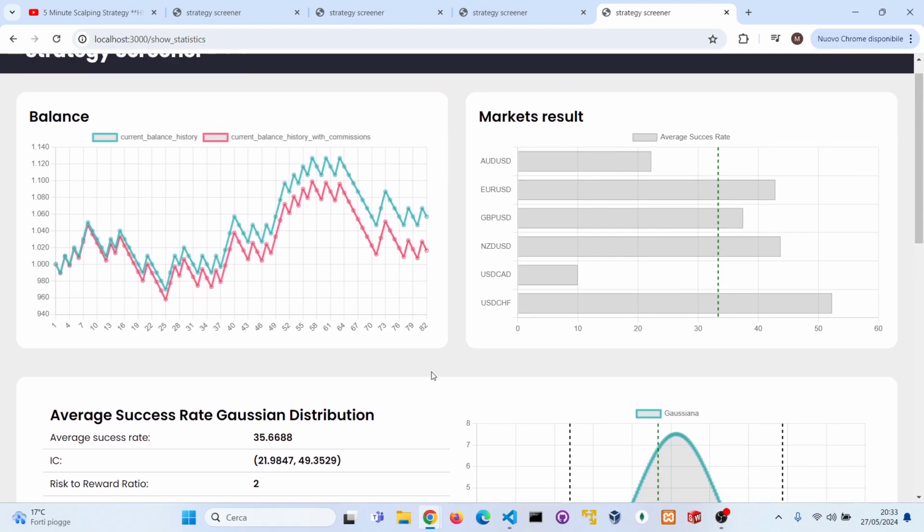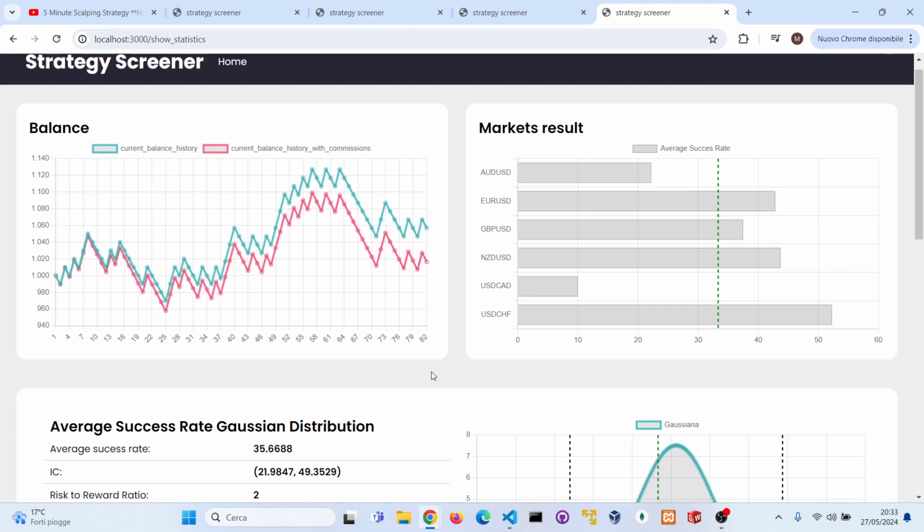So, for today, it's all. I remind you that these are not financial advice and the strategy may not perform well in the future like it did in the past.